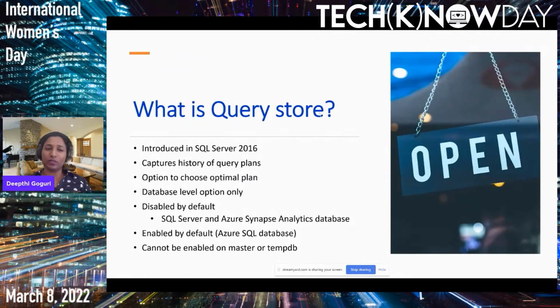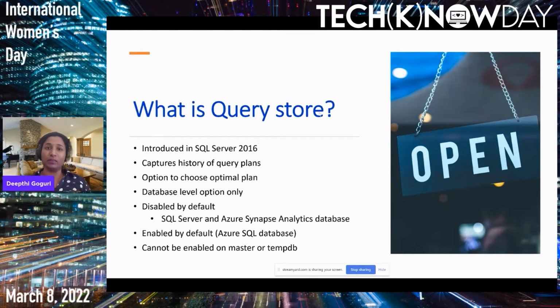So what is Query Store? Query Store is a feature in SQL Server which got introduced in SQL Server 2016. It captures the execution plans for your queries. When you turn on Query Store, this is not a server level feature. This is a database level feature. So you need to enable it at the database level, on each of the databases you want to capture those execution plans.